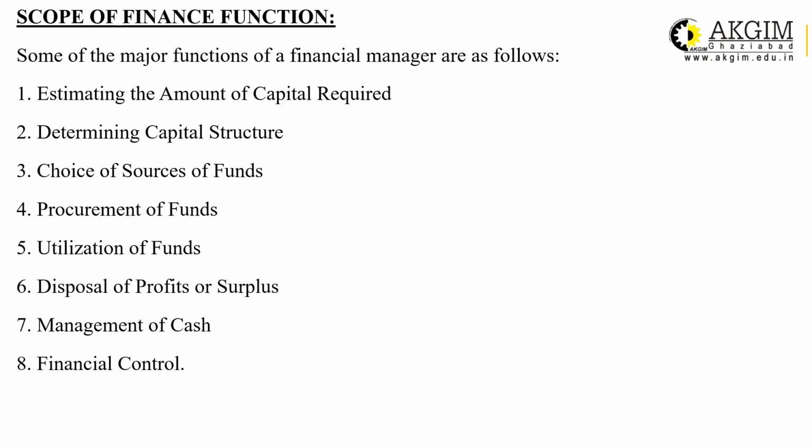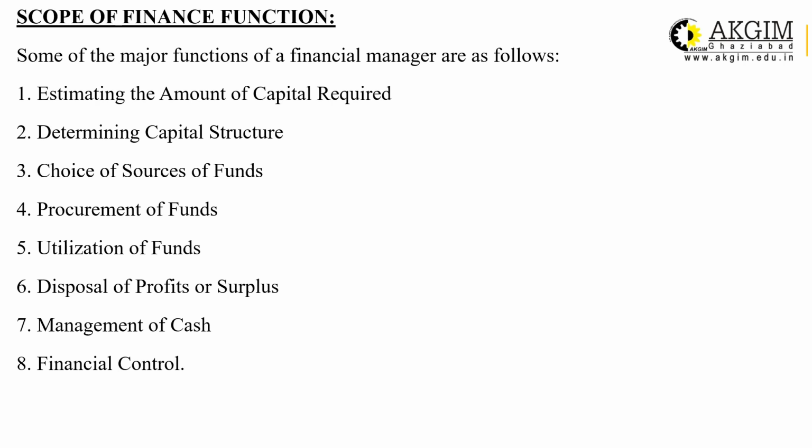Then procurement of the fund. Procurement of the fund means once you have selected the source, then how to procure it. Obviously, the cost of funds should be minimum in case of procurement. The best decision of procurement is to get the cheapest fund, and the process must be easy. There should be no hurdle within the time limit. It must be cheap, but at the same time the hurdle should not be there.